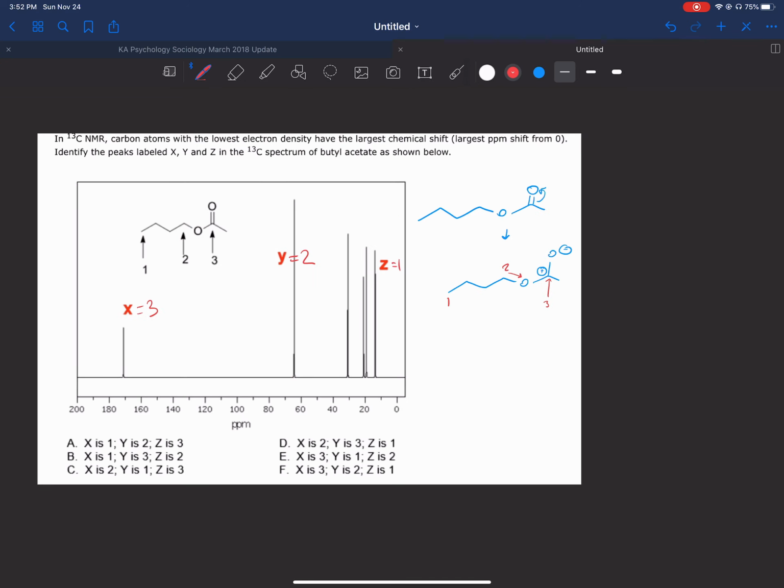This is also going to be good when you're talking about H NMR, because H NMR does also focus on the shielding and deshielding effects of the groups that are attached.